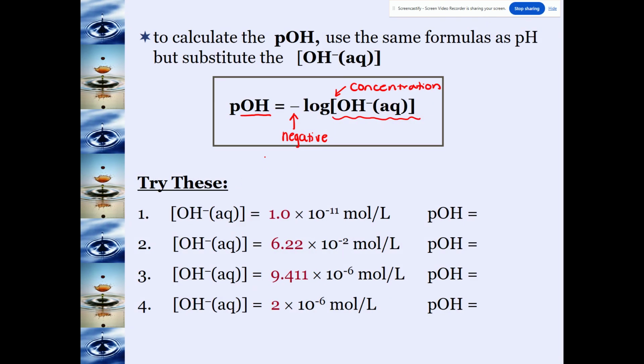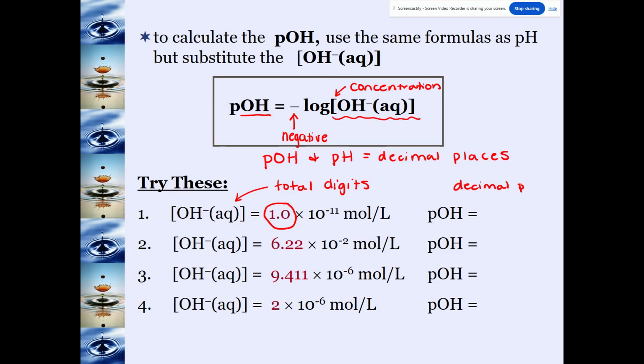Now your pOH has the same sig-dig rules as pH. The only thing significant in them are their decimal places. So when you are doing your calculations and you're dealing with concentrations, significant digits are their total digits. So you're looking at the total digits in the concentration, which when it's in scientific notation is all the numbers up to the times 10 part. That has to equal only your decimal places in the pOH.